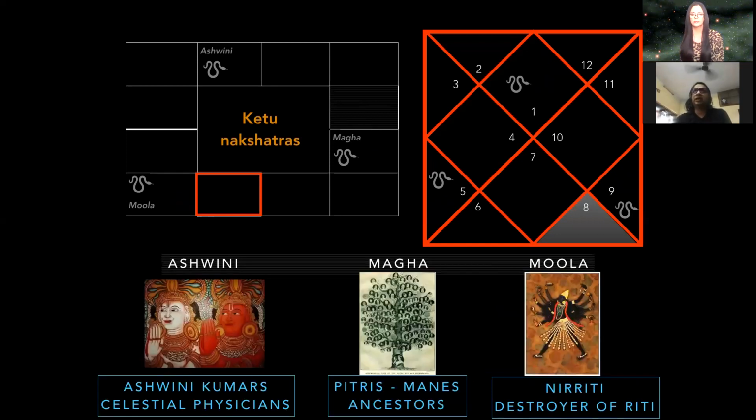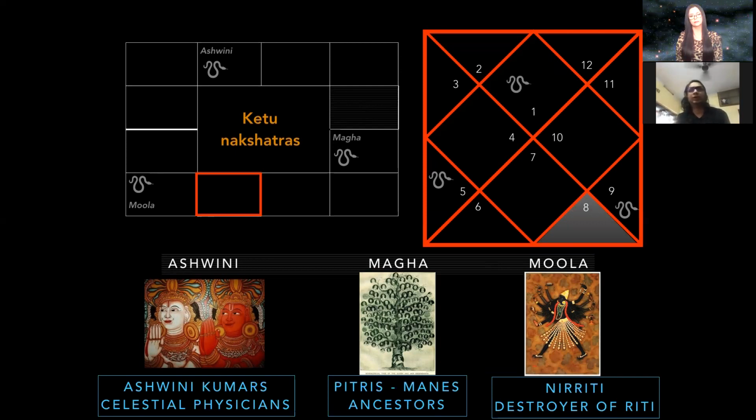Now these three, the deities corresponding to them are very, very interesting. You can see Ashwini Kumars are the actual celestial healers. In fact, Ashwini Nakshatra is capable of giving you very powerful miracles. And it is very true. It's almost like you have divine help whenever you have a planet placed in Ashwini Nakshatra.